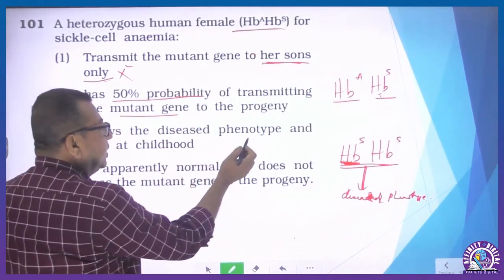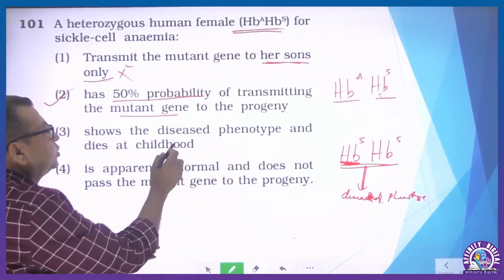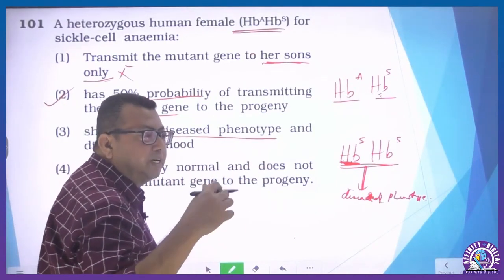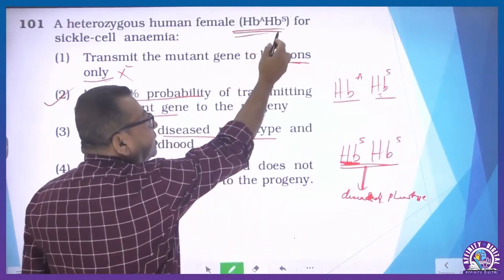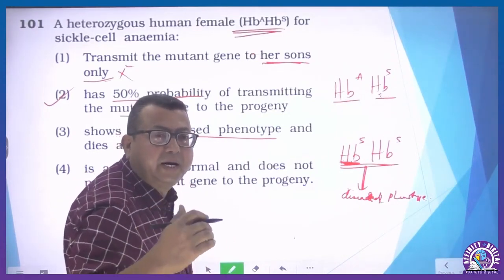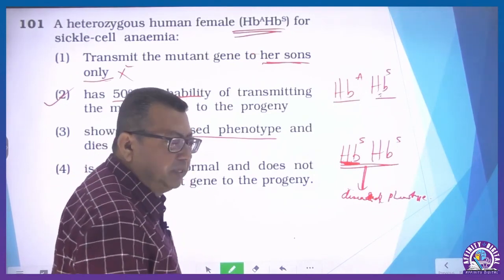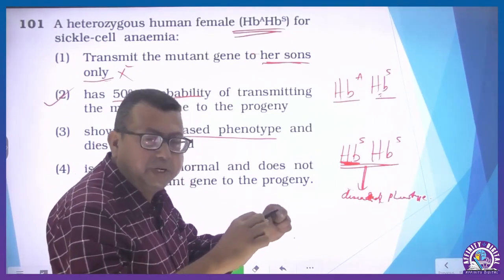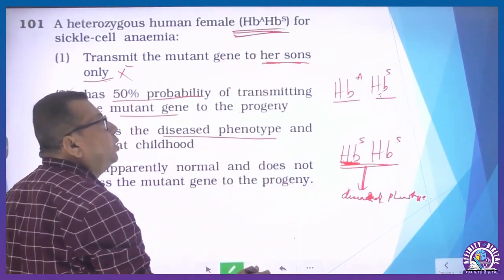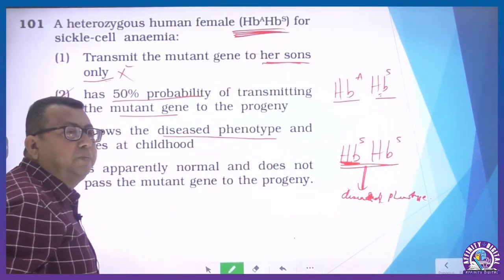Shows the disease phenotype. These individuals which are heterozygous for the sickle cell gene do not show the disease phenotype. They show the sickle cell trait, because in individuals heterozygous for the sickle cell gene, about 30% of the RBCs become sickle cell. They show the sickle cell trait, but they do not suffer from sickle cell anemia.